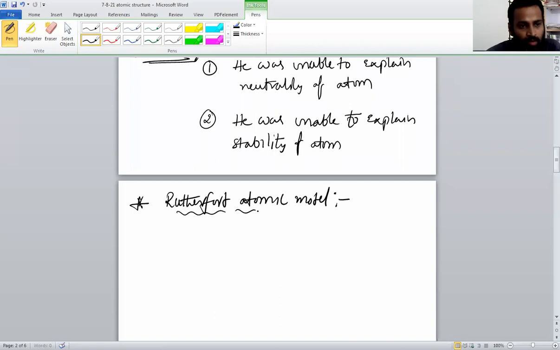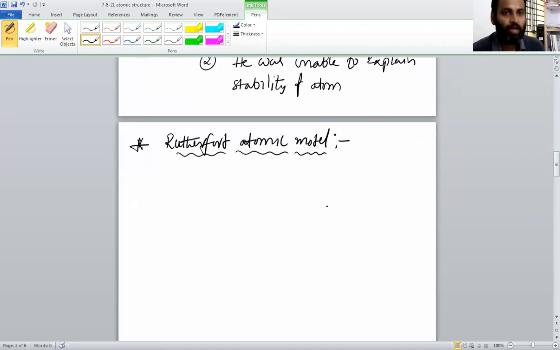What is the Rutherford atomic model? Most important: Rutherford gave the position of the electron and the position of the proton. In the atom, he said the most important thing: the atom is spherical, as Thomson said, but the atom consists of a nucleus, and around the nucleus electrons revolve as planets revolve around the sun. That is Mr. Rutherford's atomic model.